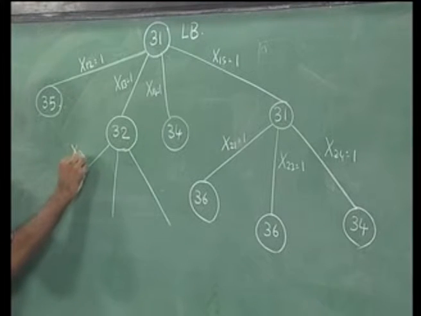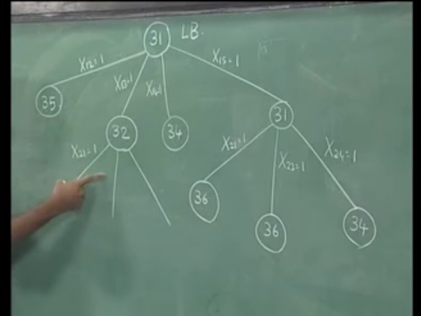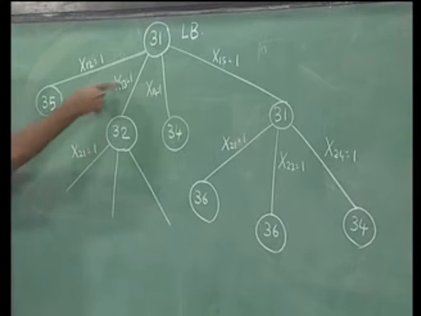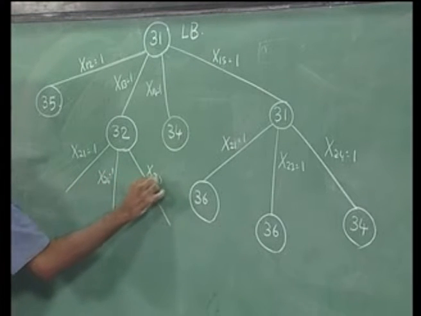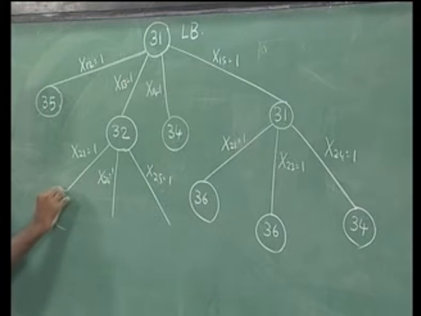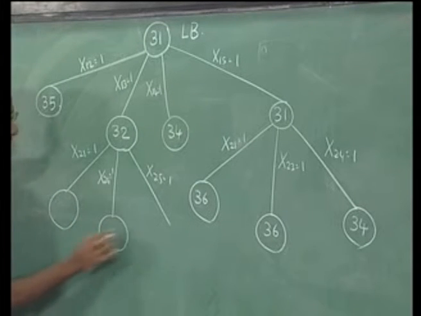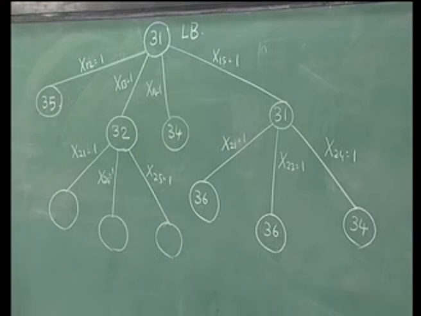So, I put 2 1 equal to 1. I will not have 2 2 because it is a subtour. I will not have 2 3 because I already have a 1 3. So, I will have a 2 4 equal to 1 and I will have 2 5 equal to 1. So, now I will go back and try to find out these 3 values.